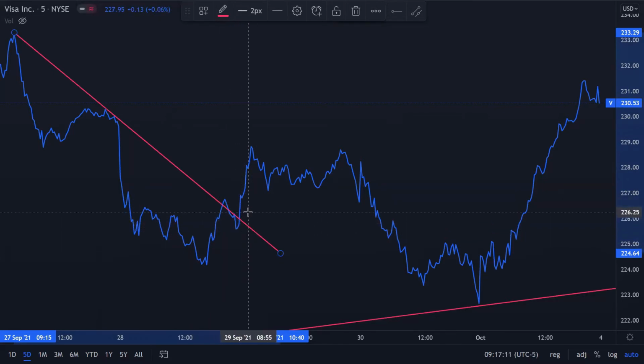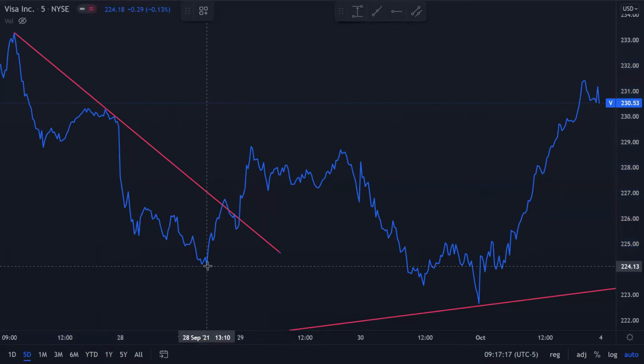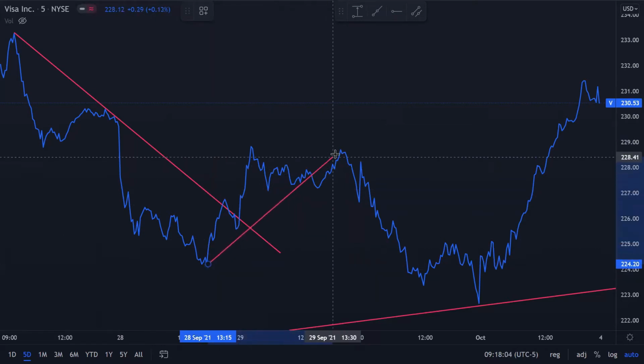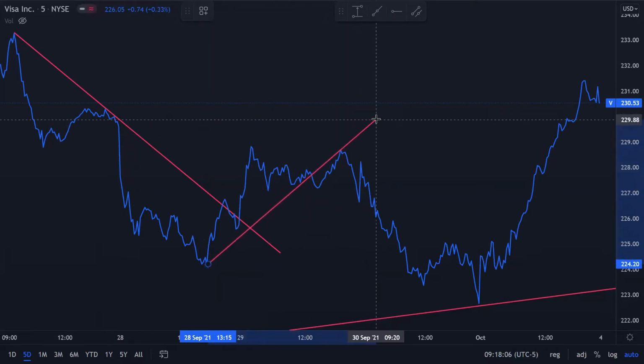Once it officially breaks, remember we start a new trend. So now we'll look for a recent low to find the uptrend in this chart. We can start with this low point here and bring the line about there.